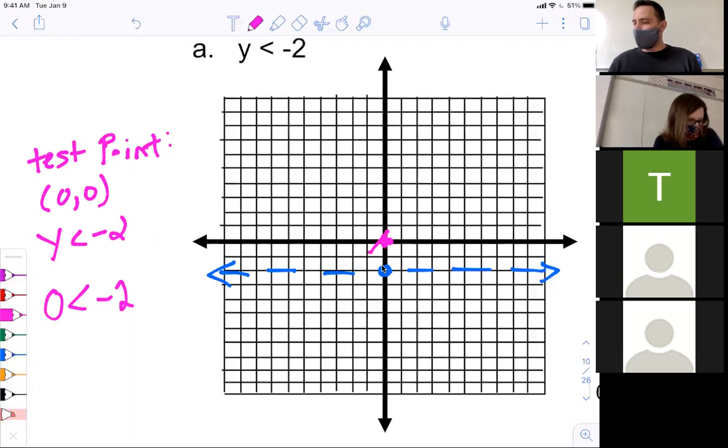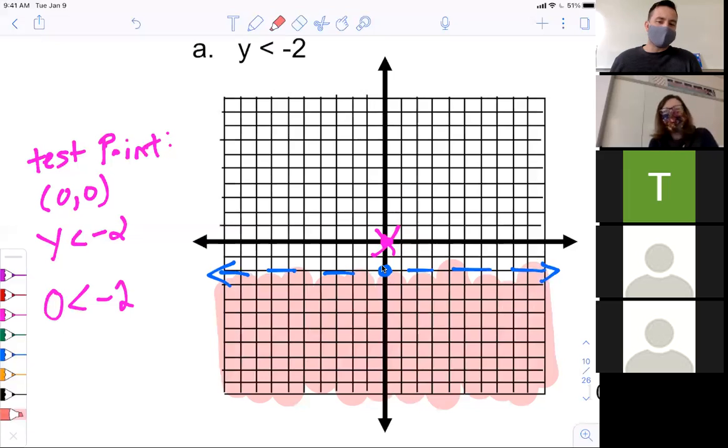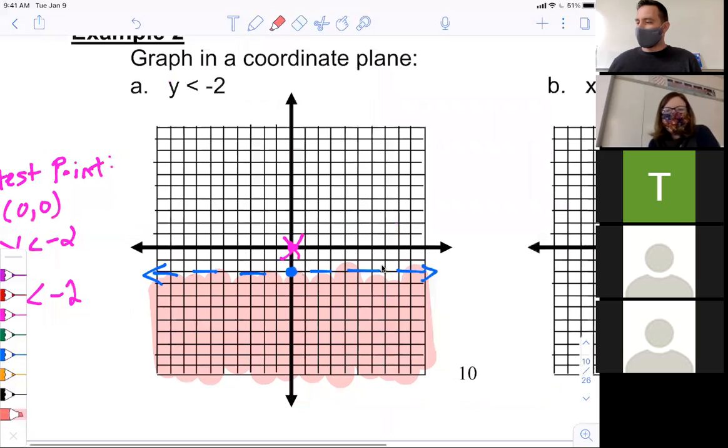So that means that this is not a solution, which means that we're going to shade on the other side of the line. So we're going to shade this side of the line down here. If that were a solution, we would shade on the upper side of this line. Does that make sense? Okay, let's look at another one.